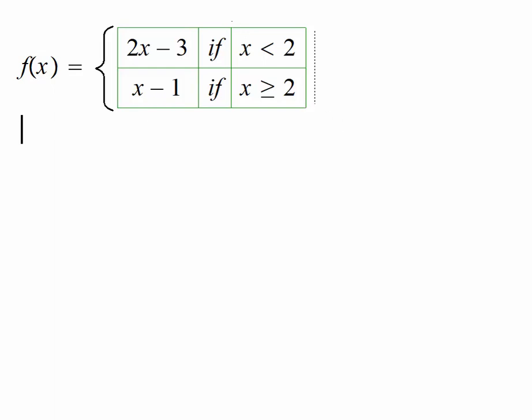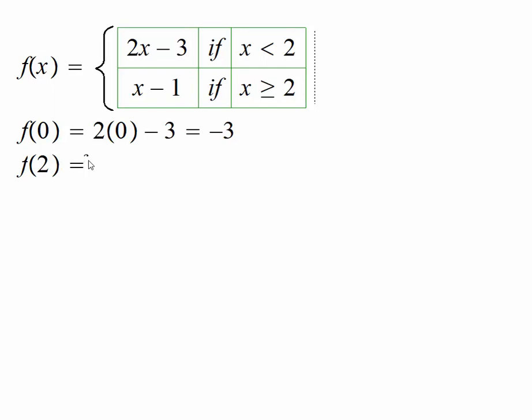So in this case, say you have to find the value of f at 0. What you would notice is that 0 is less than 2, so the output would be given by this expression. That is, you will take 2 times 0 minus 3, that is, the value of the function would be negative 3.